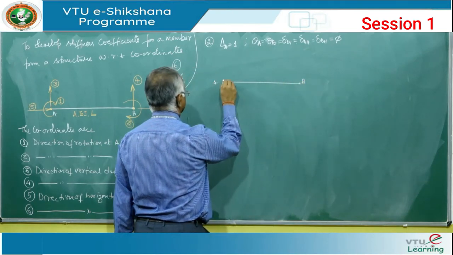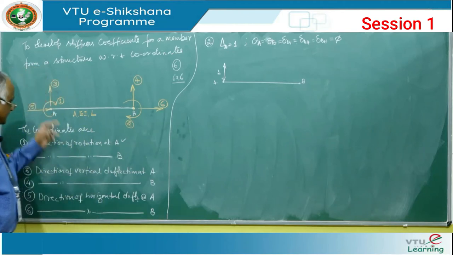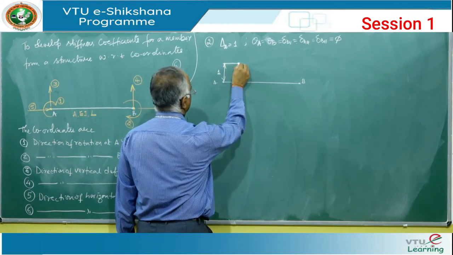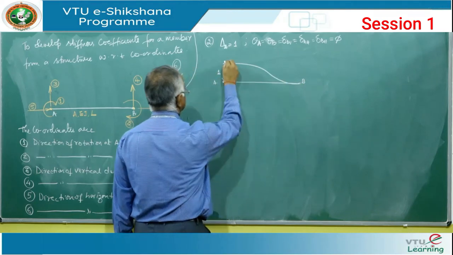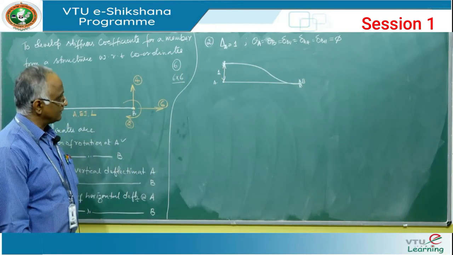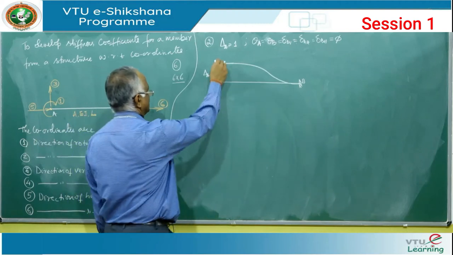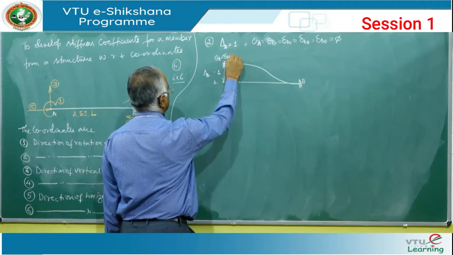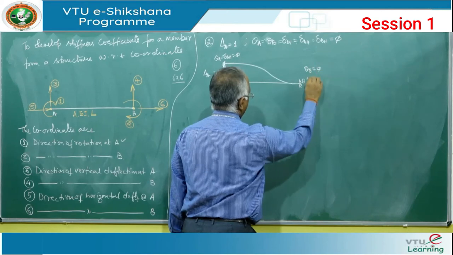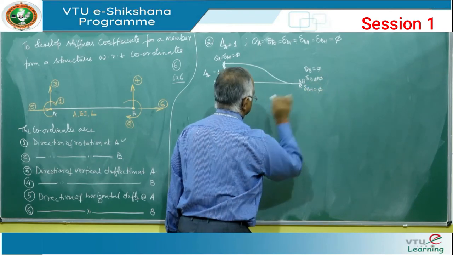Take the same member, give a unit displacement in the vertical direction, that is the direction of the coordinate 3, and see that we should not get any other quantity. So for that I have to fix. I have given only unit displacement along the coordinate 3. So delta A equal to 1, whereas the other quantities theta A, delta AH equal to 0. And here, theta B, delta BV and delta BH equal to 0.